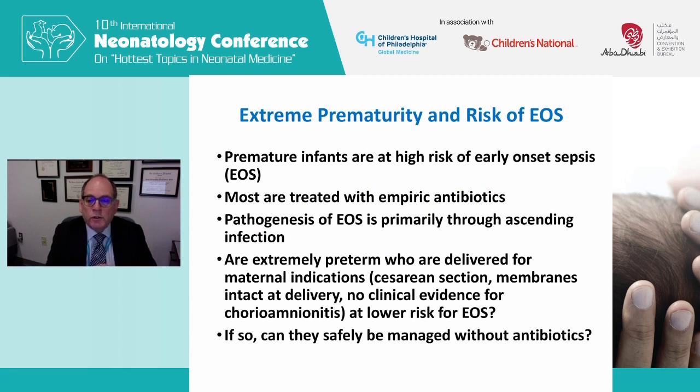So, extreme prematurity and the risk of early onset sepsis. We know that premature infants are at high risk of early onset sepsis and are at significantly higher risk than term babies. And because of that, most are treated with empiric antibiotics after birth. We know that the pathogenesis of early onset sepsis is primarily through ascending infection from the birth canal into the amniotic cavity. And so the question that some of my colleagues here asked was, are extremely preterm infants who are delivered for maternal indications, by cesarean section, with membranes intact at delivery and no clinical evidence for chorioamnionitis, at lower risk for early onset sepsis?